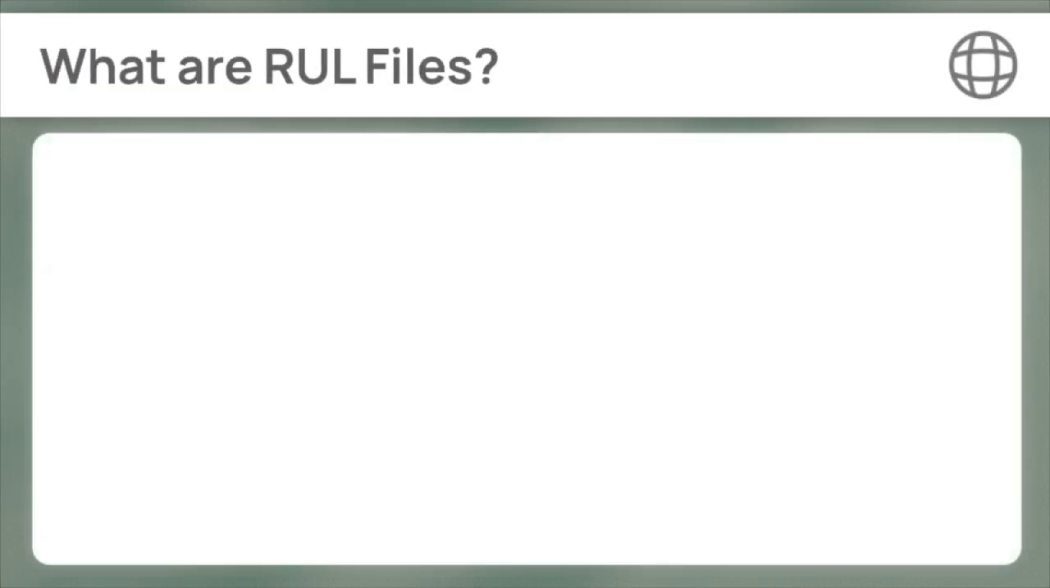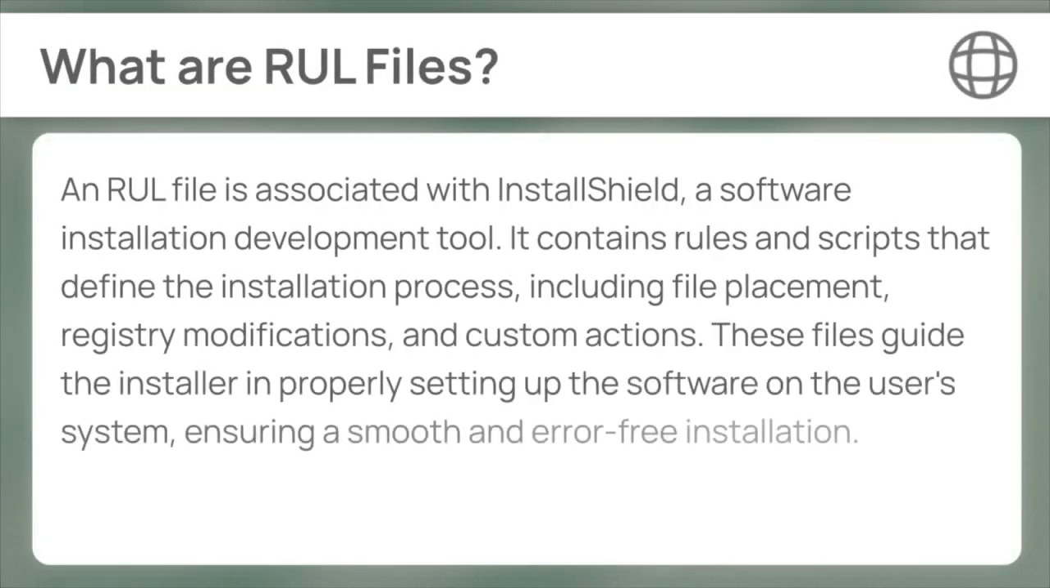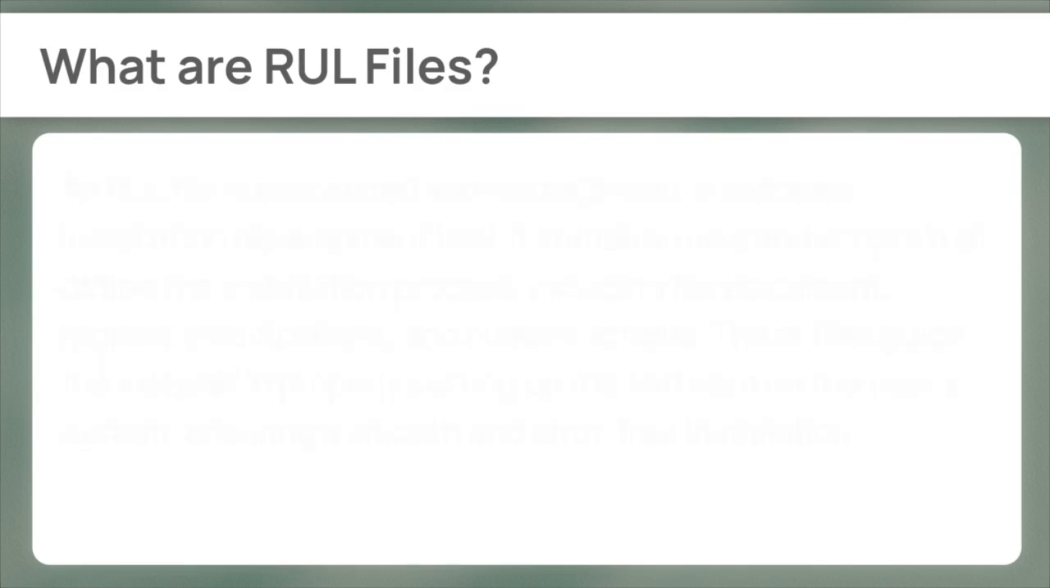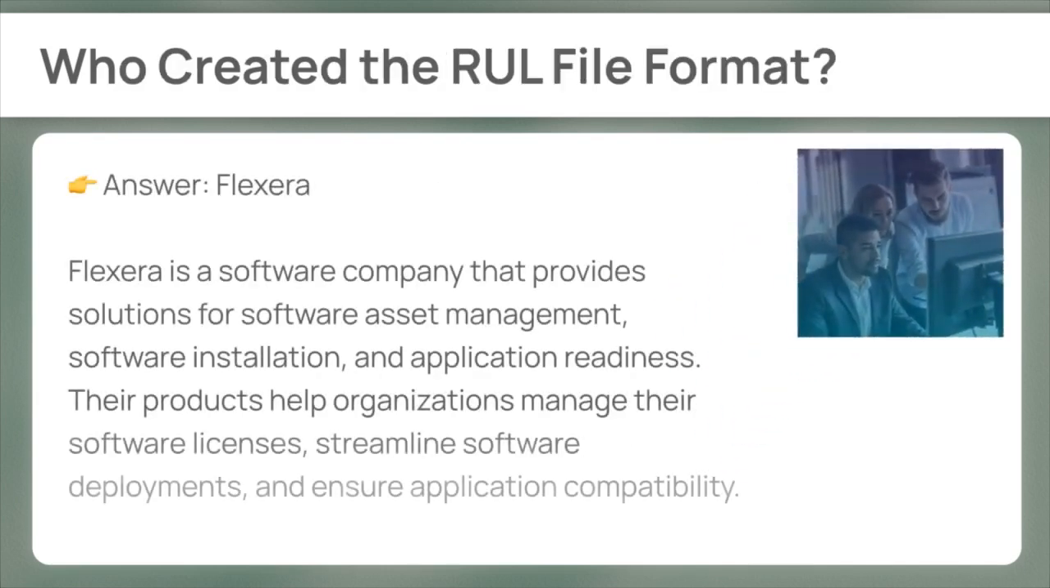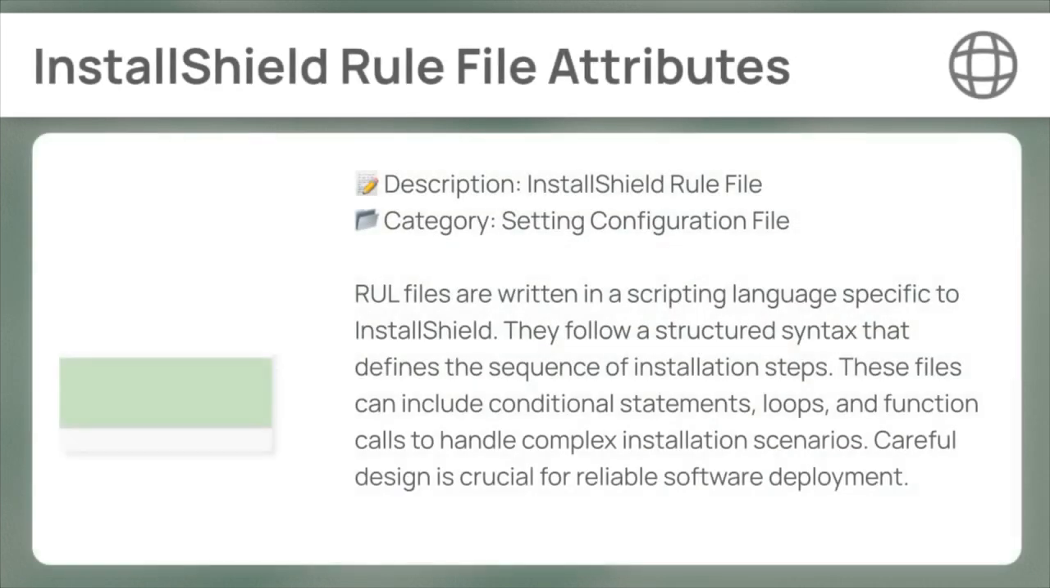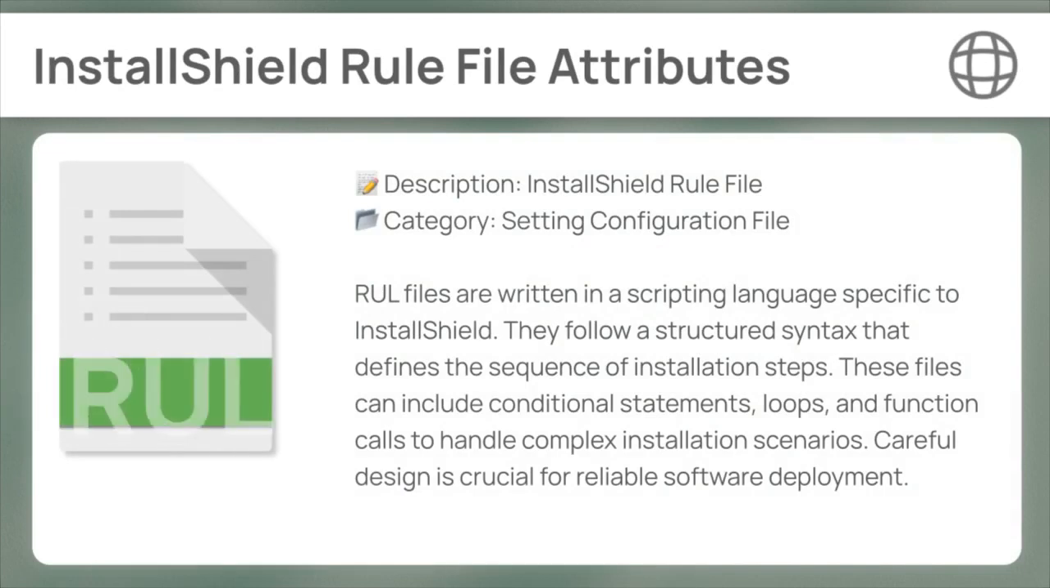An RUL file is associated with InstallShield, a software installation development tool. It contains rules and scripts that define the installation process, including file placement, registry modifications, and custom actions. These files guide the installer in properly setting up the software on the user's system, ensuring a smooth and error-free installation. RUL files are written in a scripting language specific to InstallShield.